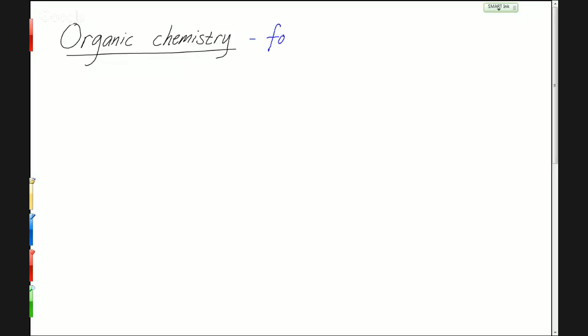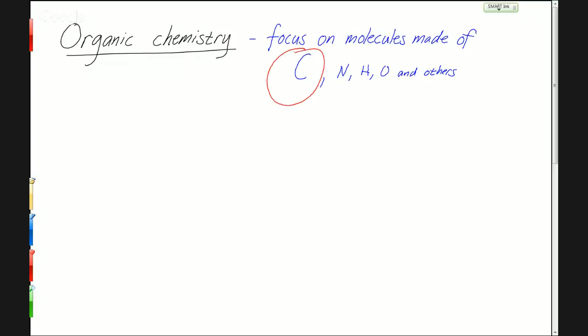So now we use more of an arbitrary chemical distinction to say that we're going to focus on molecules made of primarily carbon. It's going to be the most important part of organic chemistry. And then also nitrogen, hydrogen, oxygen, and some others. But the main part about organic chemistry is that we're focusing on the chemistry of carbon and how some of these other things interact with carbon.